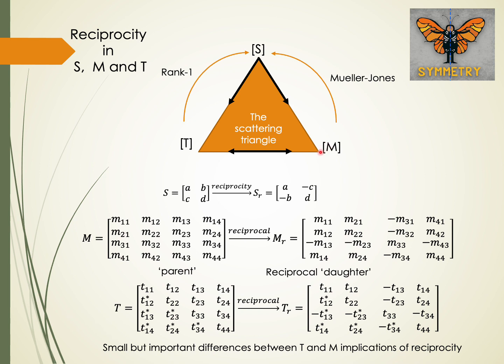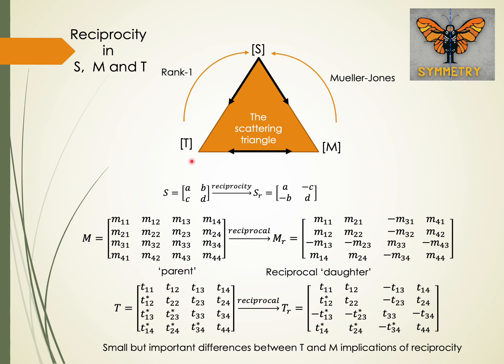Interestingly enough, if you want to go back down this triangle, if you have an M and you want to go back to an S, that's not always possible. Only a subset of Muller matrices, called Muller-Jones matrices, because this is called a Jones matrix in the optics community, allow that. Similarly, if you want to go from T back to an S, we'll see that only a certain subset of them, rank 1 coherency matrices, can allow us to go back that way. But we don't care about this so much. What we care about today is the relationship between these two.